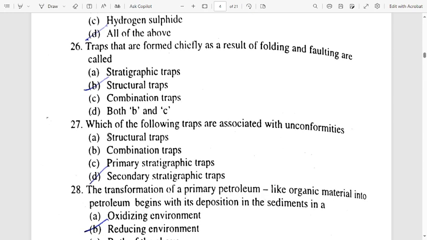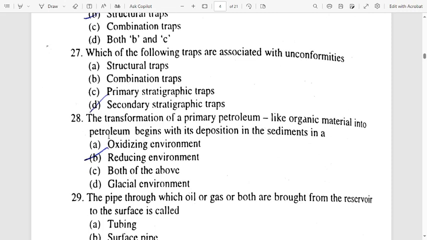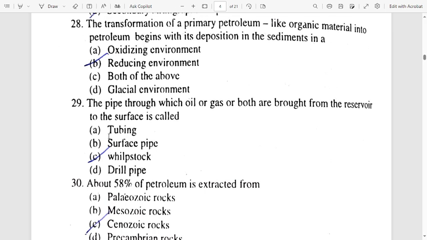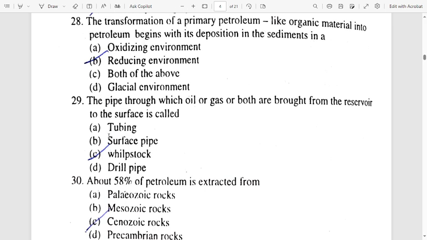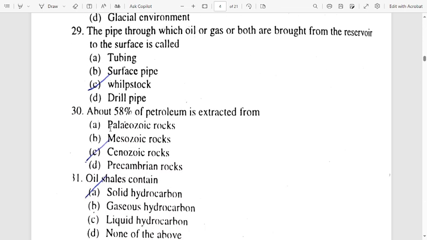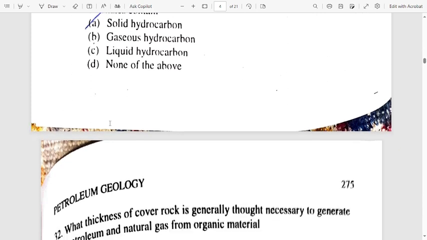Which of the following traps are associated with unconformities? Secondary stratigraphic traps. The transformation of primary petroleum-like organic material into petroleum begins with its deposition in the sediments in a reducing environment. The pipe through which oil or gas or both are brought from the reservoir to the surface is called whipstock. About 58% of petroleum is extracted from Cenozoic rocks. Oil shales contain solid hydrocarbon.